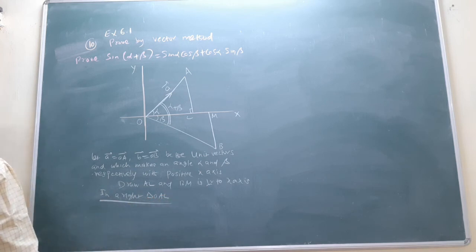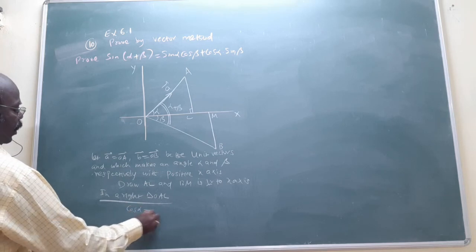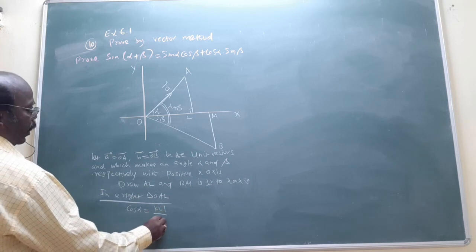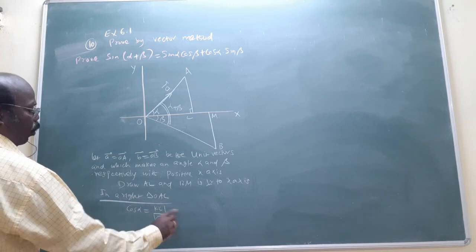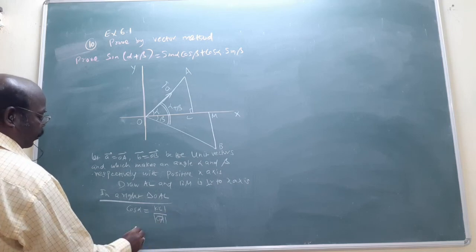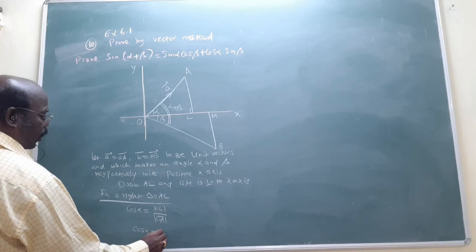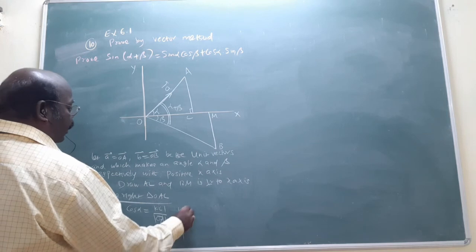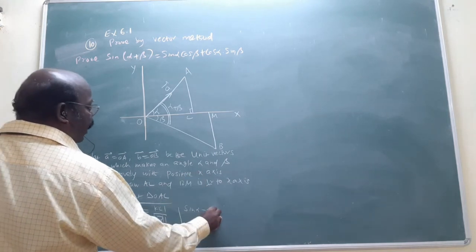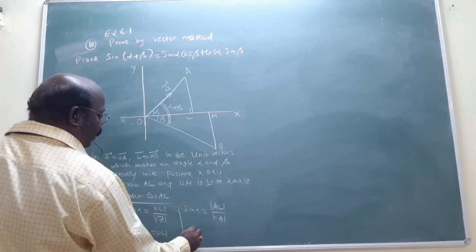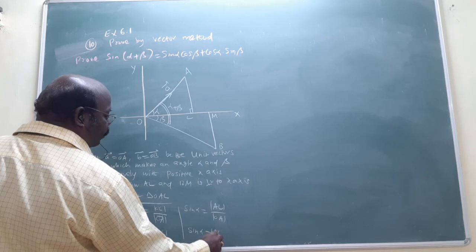First, you will find cos alpha. Cos alpha is the base by the hypotenuse, OL by OA. The OA vector is already 1, so need not write. So cos alpha equals only OL. Similarly, sin alpha equals AL by OA, where OA is 1, so sin alpha equals only AL.